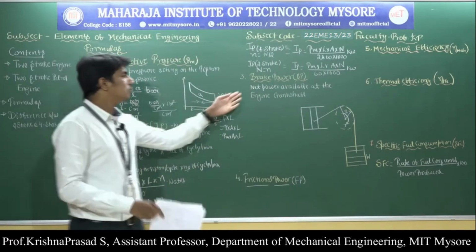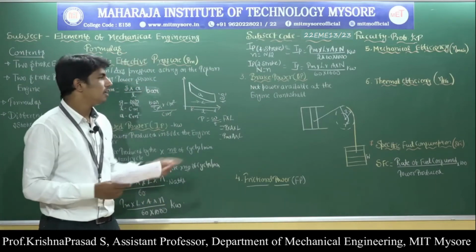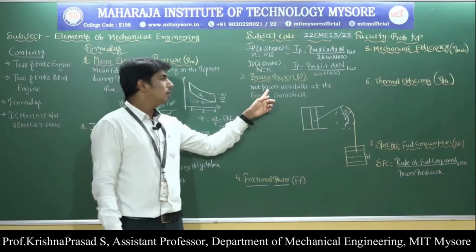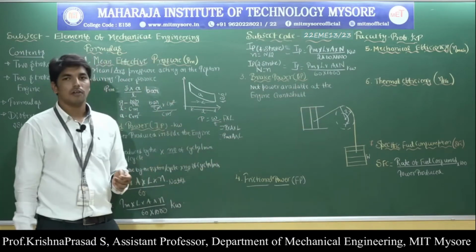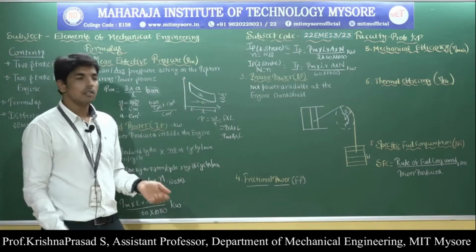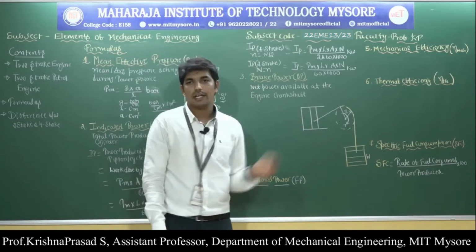Then the next one: what is meant by the brake power? Brake power is the net power available at the engine crankshaft. Then how do we measure the brake power? The brake power is measured by applying a brake at the engine crankshaft.